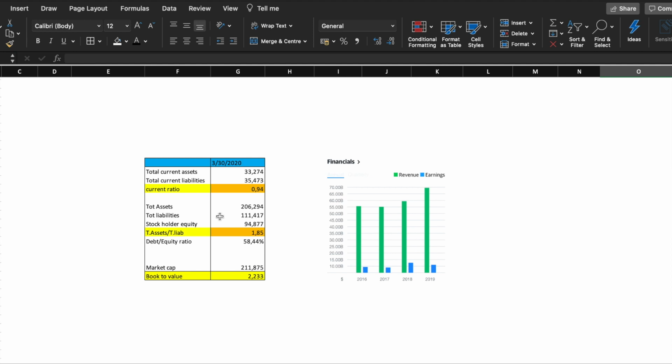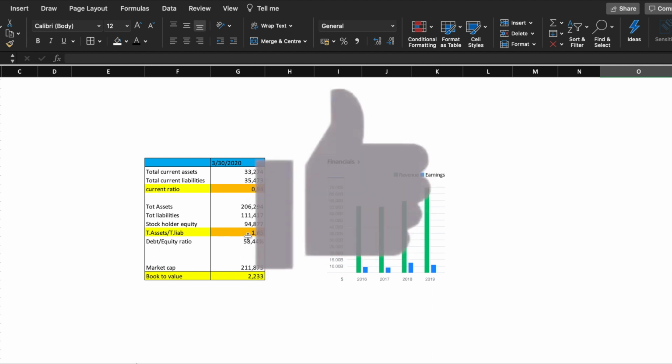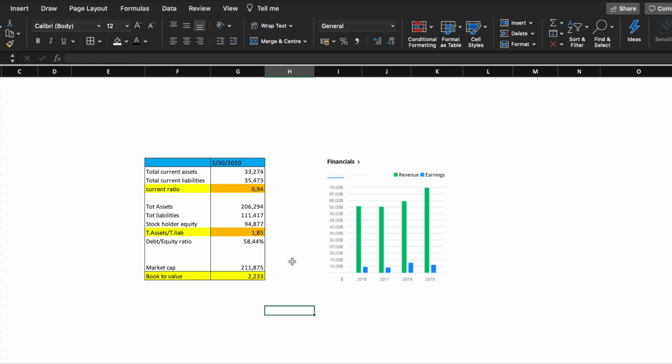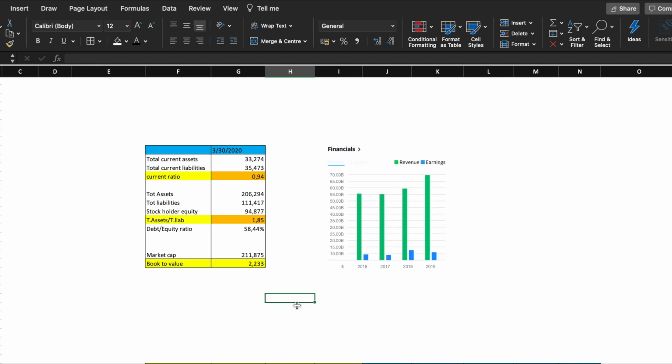The ratio of total assets to total liabilities is 1.85, so it's very good in this case. Debt to equity ratio is below 100%, 58.44%. So is Disney too much in debt? Well, no, it's fine. It's not small, but it's not too much either. 58.44% debt to equity ratio. Market capitalization 211.8 billion. Book to value 2.23.